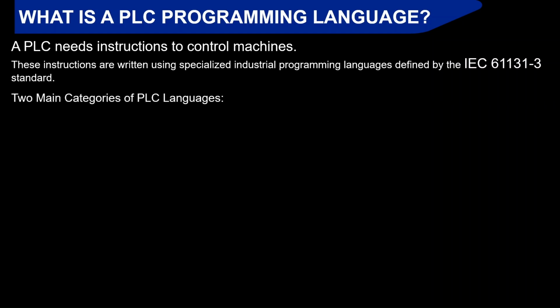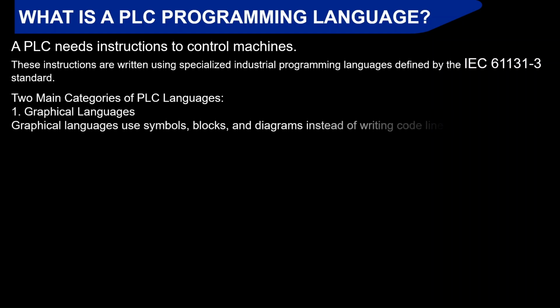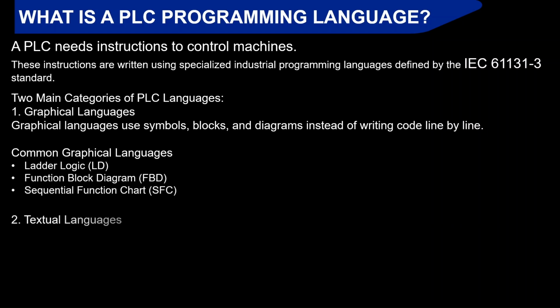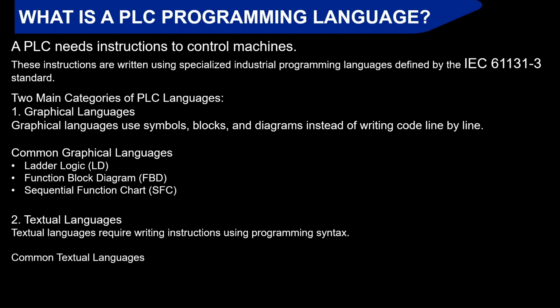There are two main categories of PLC languages. The first one is graphical languages. Graphical languages use symbols, blocks, and diagrams instead of writing code line by line. Common graphical languages include ladder logic, function block diagram, and sequential function charts. The second category is textual languages. Textual languages require writing instructions using programming syntax. The common textual languages are structured text and instruction list.